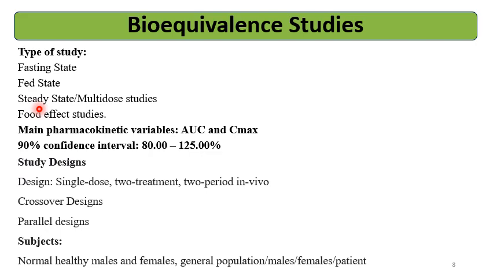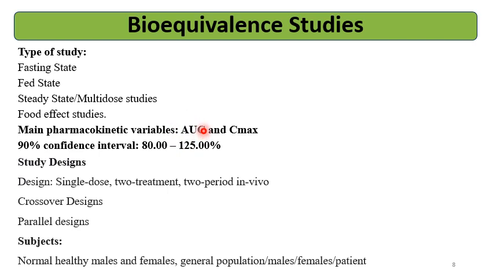Multi-dose studies or steady state studies are also required when the formulation shows accumulation in the body, and steady state is required to be achieved to measure the pharmacokinetics. Then food effect studies are also done to study the effect of food on the pharmacokinetics and pharmacodynamics of the formulation. The main pharmacokinetic variables to be measured in the bioequivalence studies are AUC and Cmax.